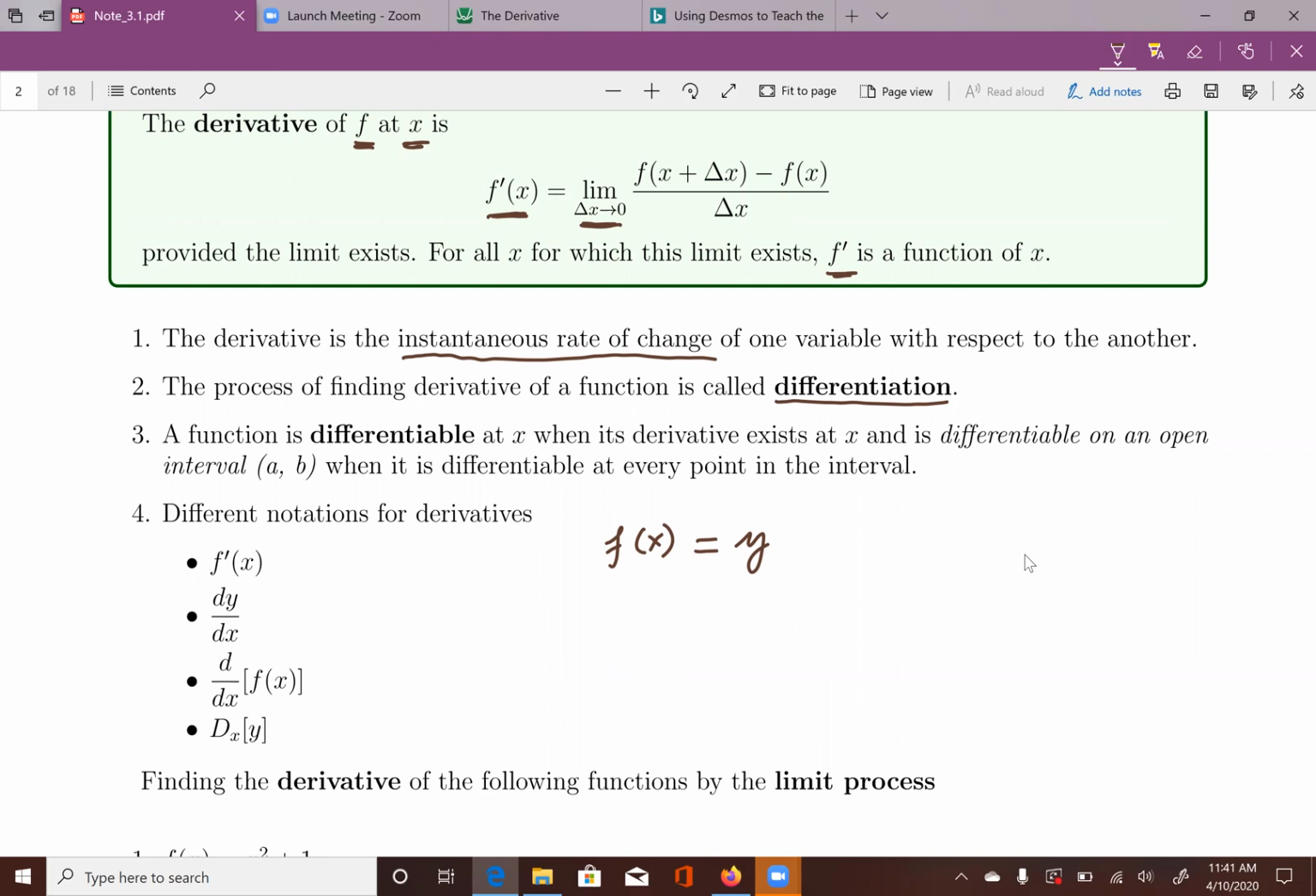And then a function is differentiable at x when its derivative exists at x, and it's differentiable on an open interval a to b when it is differentiable at every single point on the interval. All right, so if the limit here exists, then the function is differentiable at x. If the limit exists on an open interval, then the function is differentiable on the whole interval from a to b.